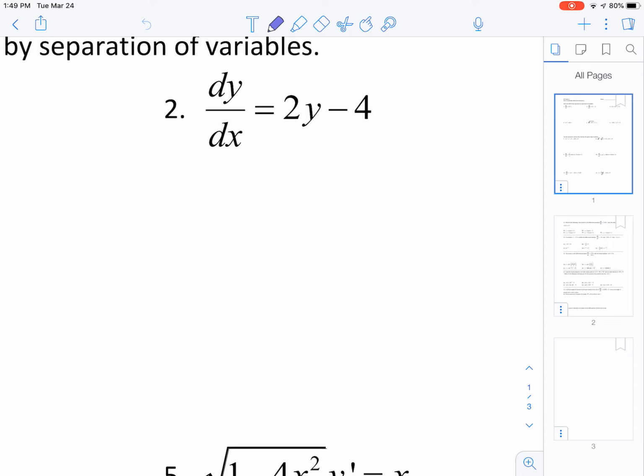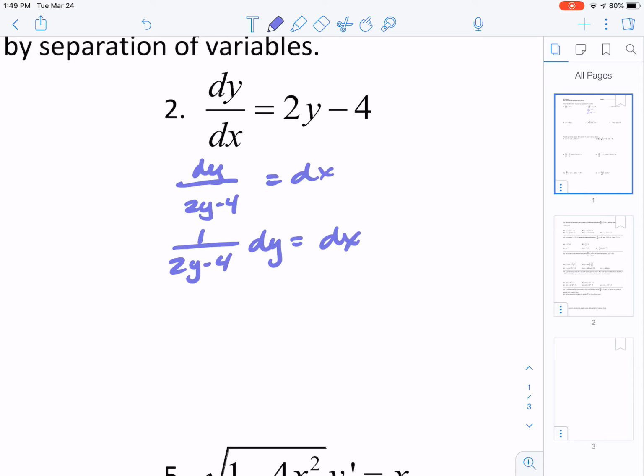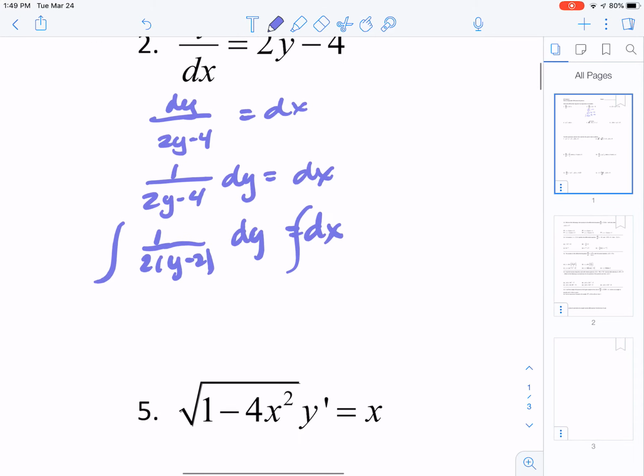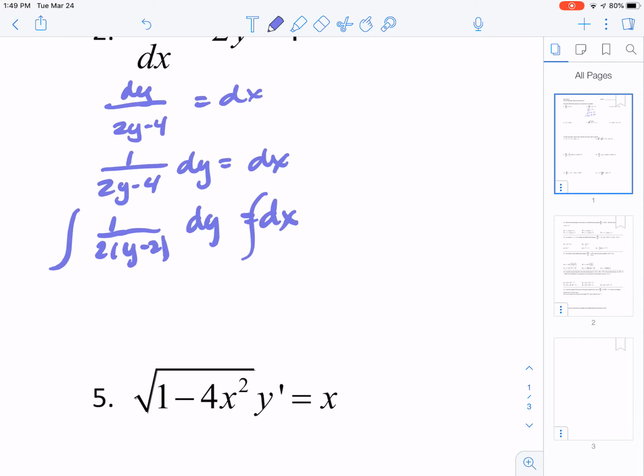If I were to cross multiply, I would get dy over 2y minus 4 equals dx. It's better to picture that as 1 over 2y minus 4 dy equals dx. And then you could even do 1 over 2 times 1 over y minus 2 dy equals dx. And now you're going to integrate, and the 1/2 will come out.